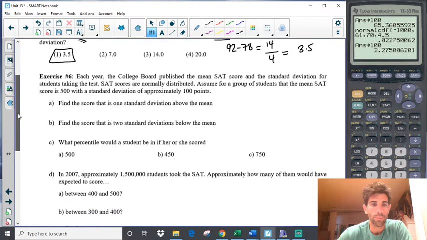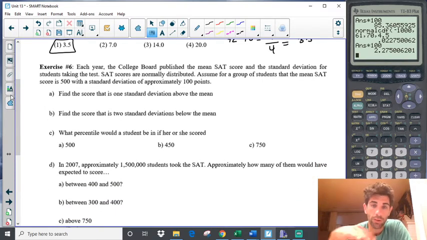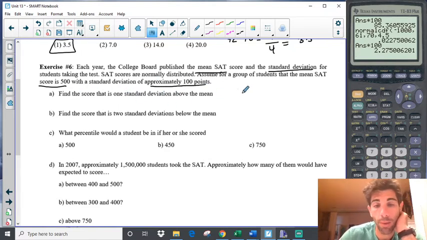Okay, here we go, number 6, and here is what the questions will look like and how you'll know whether you're going to be doing adding or subtracting or using the calculator. Each year, the College Board publishes the mean SAT score and a standard deviation for the students taking the test. True story. SAT scores are normally distributed. Assume for a group of students that the mean SAT score is a 500 with a standard deviation of 100. Find the score that is one standard deviation above the mean.